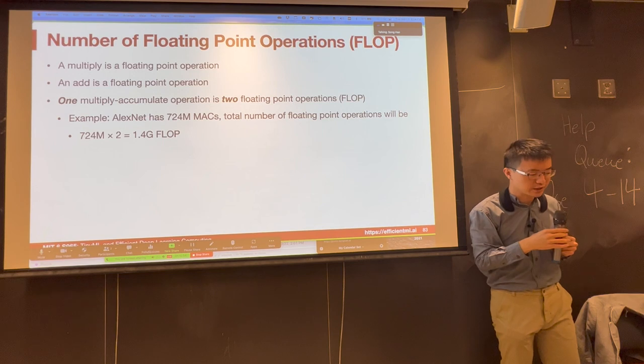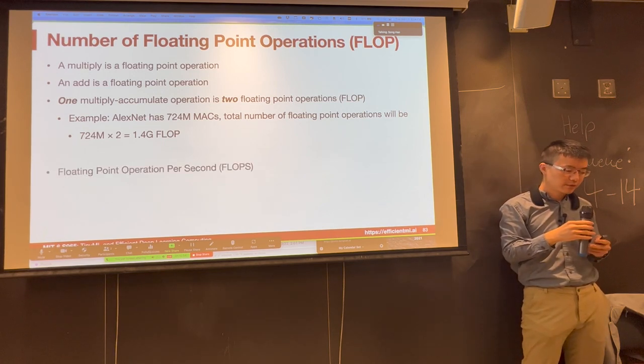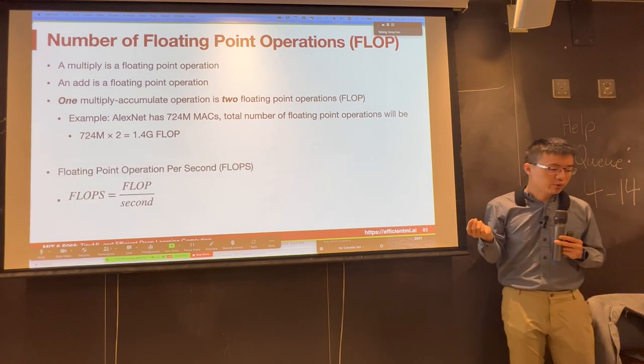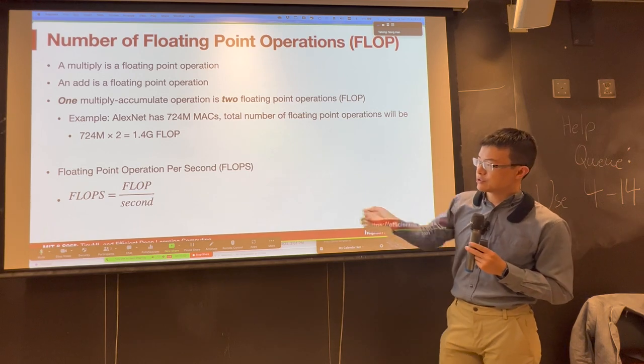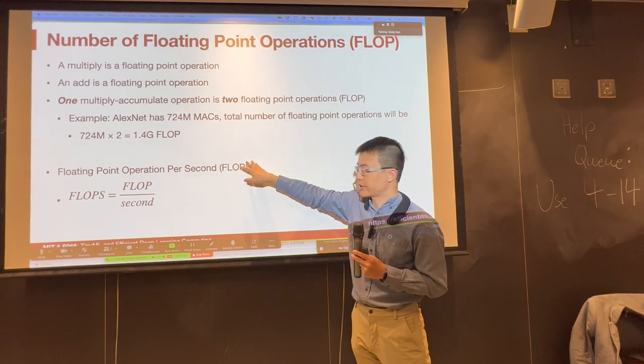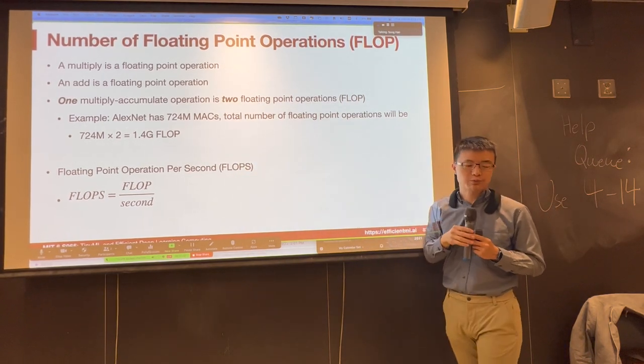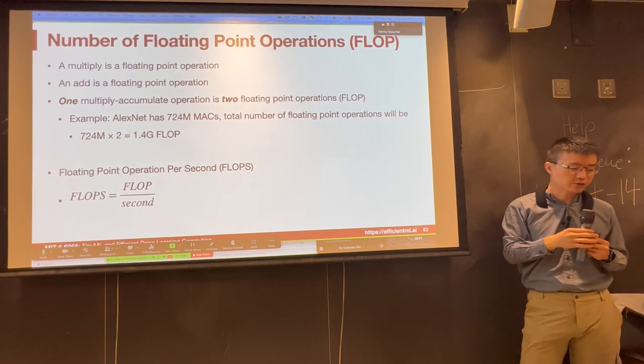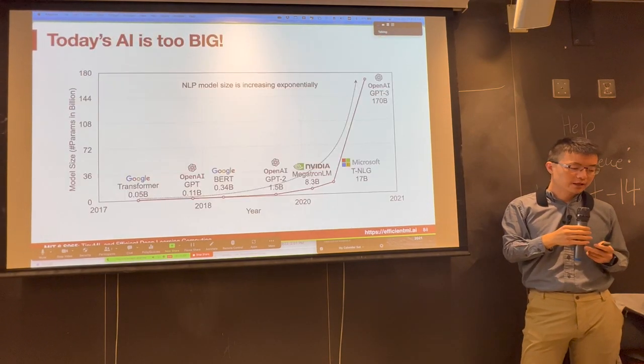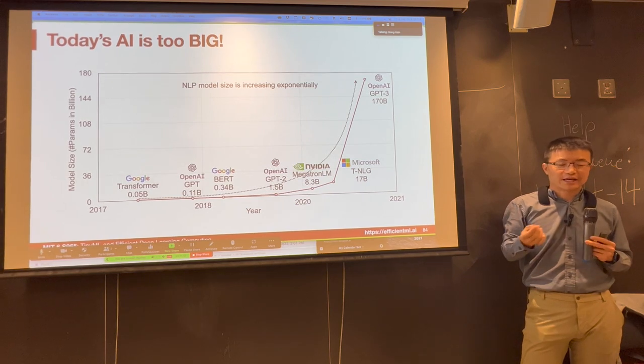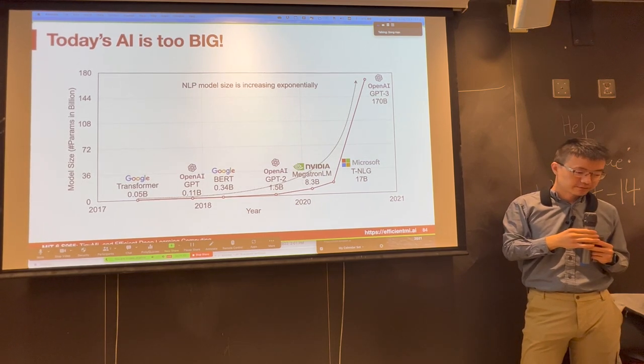We get 1.4 GFLOP. And what is floating point operations per second? So that's indicated by FLOPS, okay? This big letter S means per second. So how many FLOPs you can process per second, which indicates the performance of your hardware.